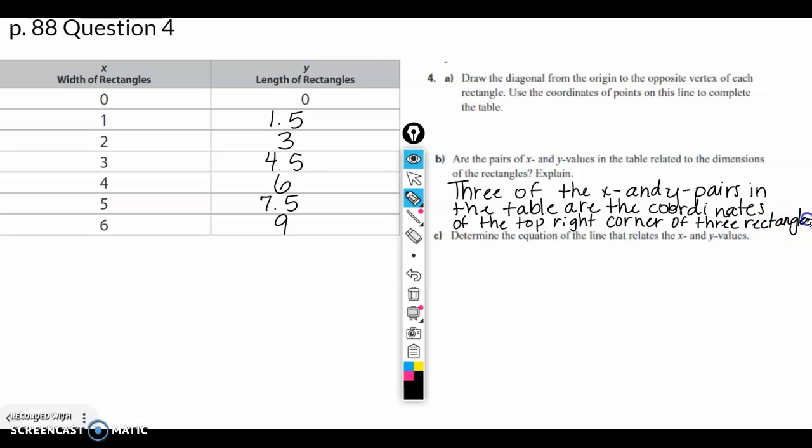So you should see, based on the 3 rectangles that we graphed, the 3 rectangles that we're talking about are the 2 to 3, or 3 to 2, 6 to 4, and 9 to 6. Those are the 3 that we have.